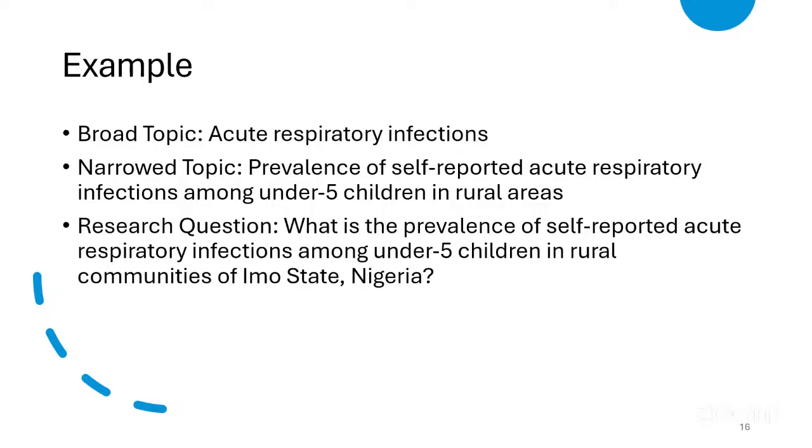So this is just another example, a broad topic: acute respiratory infections. We narrow it down to prevalence of self-reported acute respiratory infections among under 5 children in rural areas. And then we generate a research question thus: what is the prevalence of self-reported acute respiratory infections among under 5 children in rural communities of Imo State, Nigeria? So anybody who sees this, it's clear what you want to do. It's clear the population group you're interested in. So you have not left it to the interpretation of your readers.